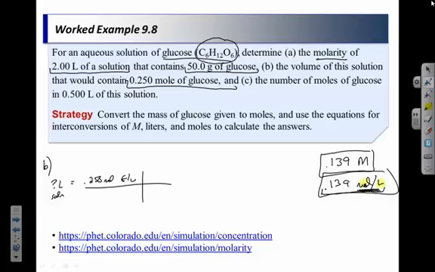This is a conversion. I want to convert this quantity from one unit to another. I need a relationship. That's what molarity gives me. So the relationship is 0.139 moles of glucose equals 1 liter of solution. So I can cancel the moles of glucose and I can get the units I want. So 0.250 divided by 0.139 gives me 1.80 liters.